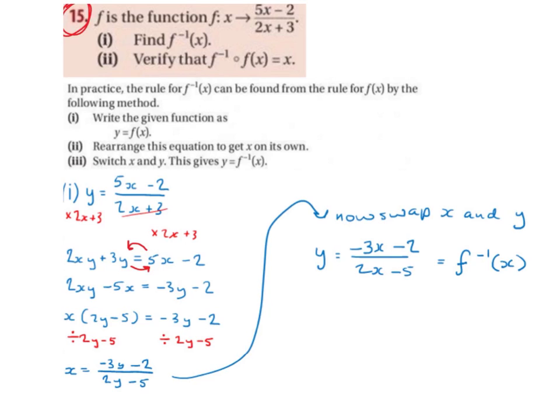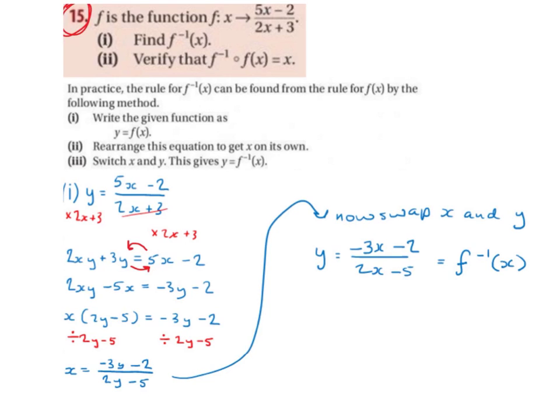So for part 1, we want to find the inverse of f of x. These are our steps that we have to follow. So step 1, write the given formula as y equals f of x. So instead of f of x maps to (5x minus 2) divided by (2x plus 3), we have y equals (5x minus 2) divided by (2x plus 3).